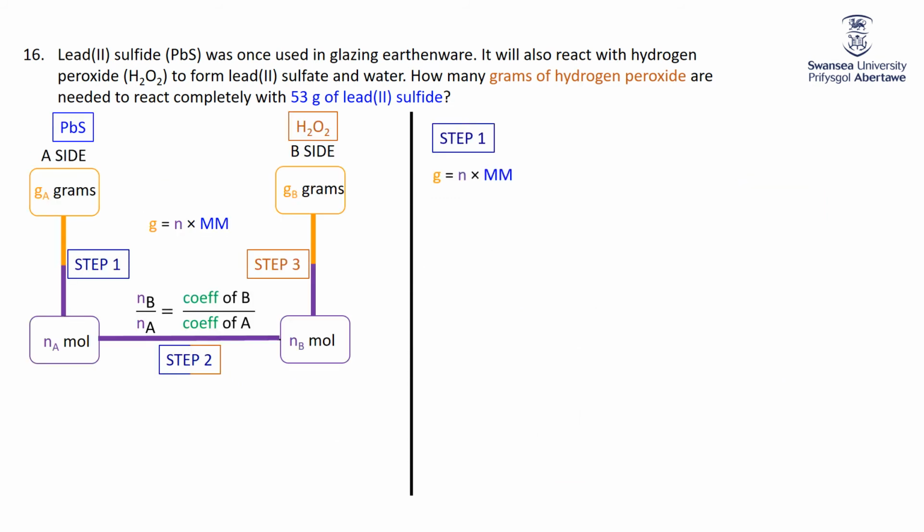So again you see grams to moles, moles to moles, moles to grams. Step 1, grams to moles. So the molar mass of lead sulfide, 207.2 plus 32. So we got 0.222 moles.